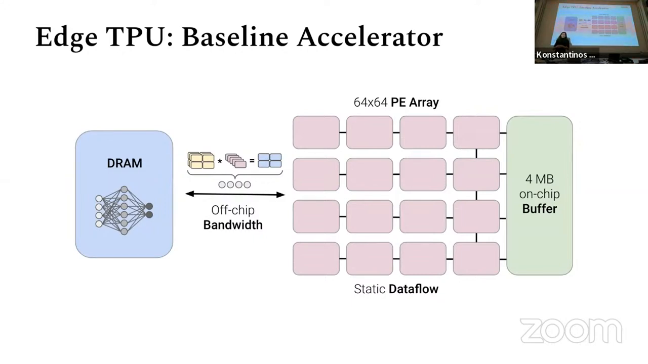This paper uses the Edge TPU, the Google Edge TPU, which is a state-of-the-art accelerator. And like most state-of-the-art accelerators, it follows a very monolithic one-size-fits-all design, meaning it has a very large processing element array, in this case, 64x64. It has a very large on-chip buffer, which is used to store both parameters as well as input activations. We have a static data flow, which is very strict with regards to how these parameters can flow between the buffer as well as the PE array. And then we also have an off-chip bandwidth, which is also fixed, that connects the DRAM to this accelerator. And then the models are stored within the DRAM and gotten layer by layer from the DRAM.